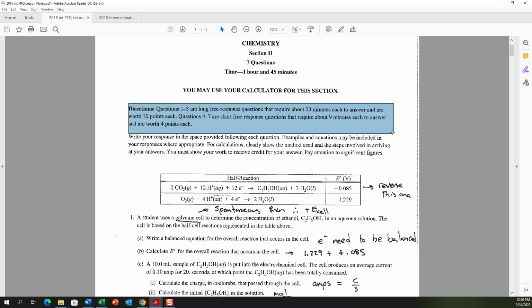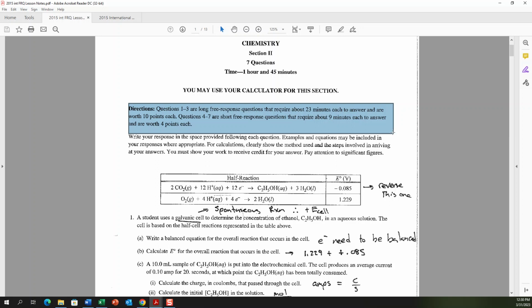So budgeting your time, just normal test taking skills, not chemistry skills, reading comprehension, that's, I would say, 80% of the battle. And then 20% is, hopefully you remember the chemistry you learned this year, right?